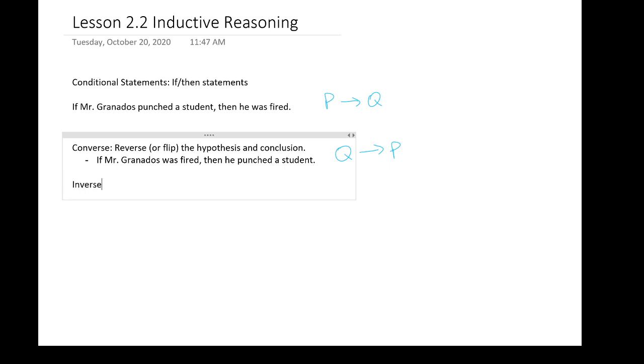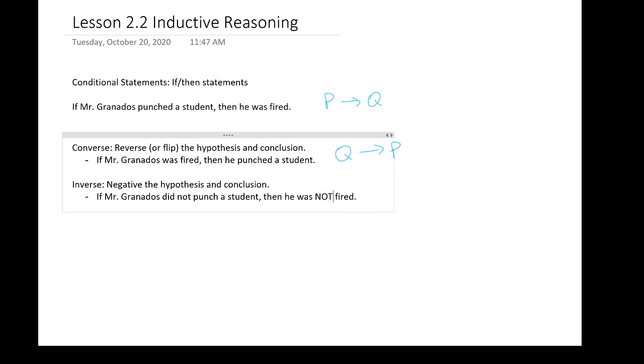Related to the converse is what we call the inverse of a statement, where we negate the hypothesis and conclusion of that original conditional statement. So going back to our original conditional statement, we take: if Mr. Granados did not punch a student, then he was not fired. And I'm going to emphasize not. Remember, when we negate, it means that we make something not true. So I'm going to put that in all caps here, NOT.